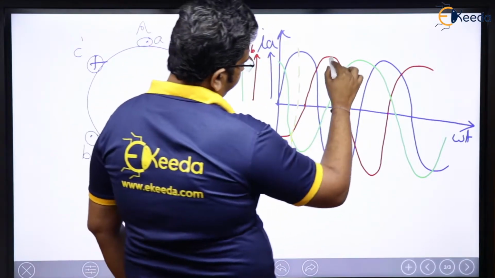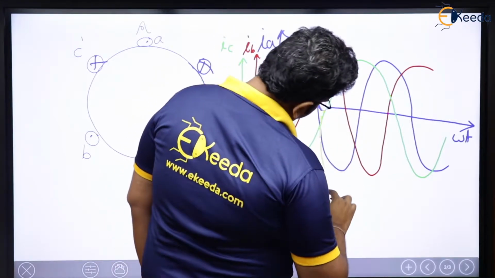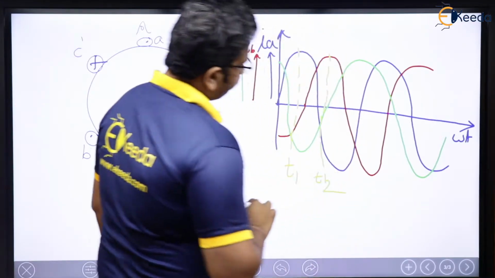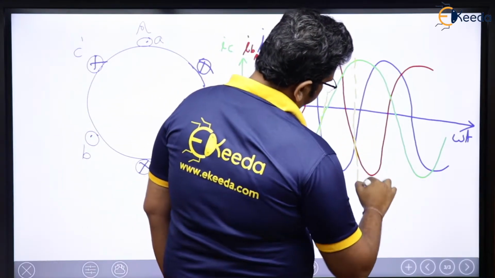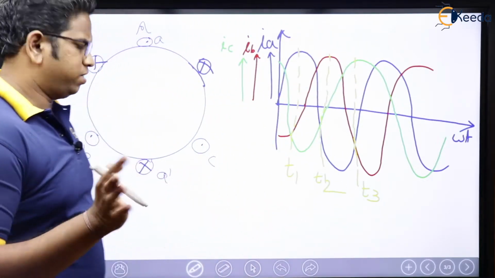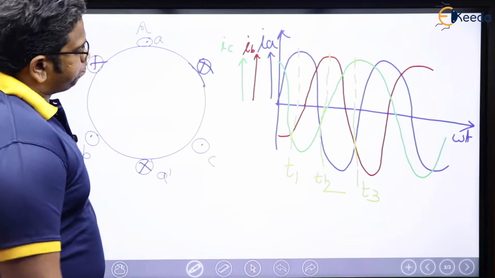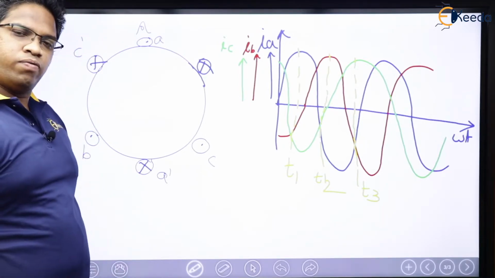Now let me have one time instant here, T1, T2, and let me have T3. Actually, we don't need T3, but it's okay, no problem. Now we are going to do very simple things.